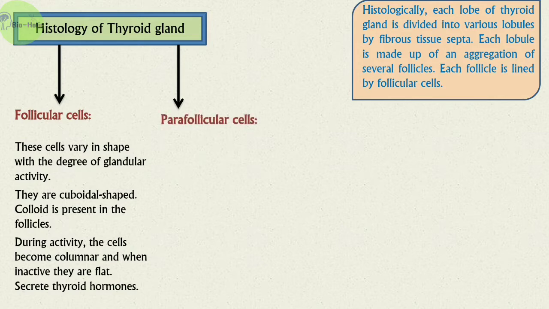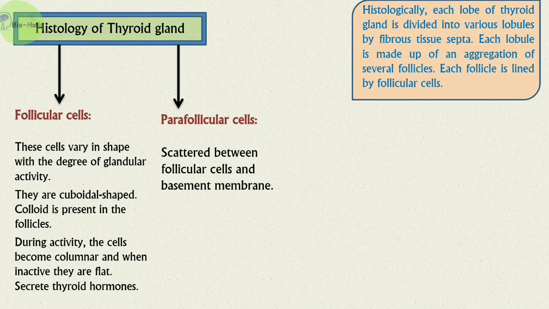Next is the parafollicular cell. They are scattered between follicular cells and basement membrane. They secrete calcitonin. And an important feature of thyroid histology is the presence of colloids.